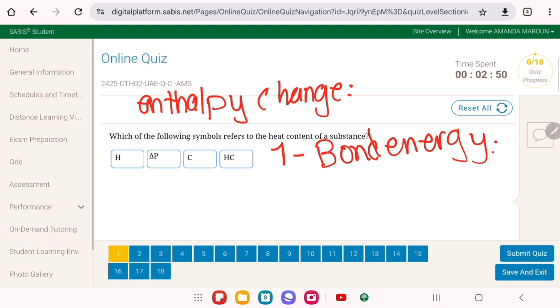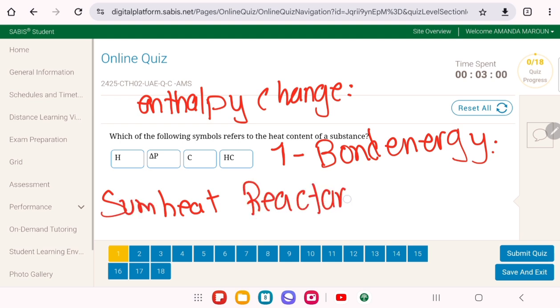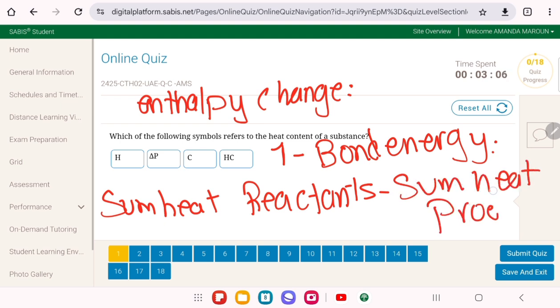Whenever you see bond energy, or they give you a bunch of bonds, what do you do? You do the sum of heat of reactants minus the sum of heat of products. This equation is very important because bond energy is the only equation in chemistry that does reactants minus products. Usually it's products minus reactants.